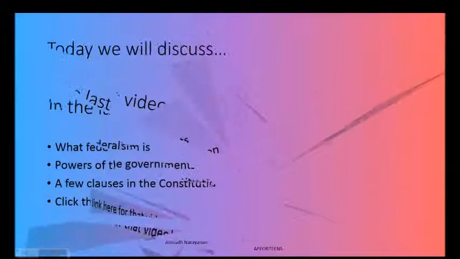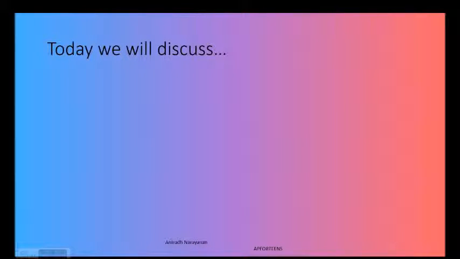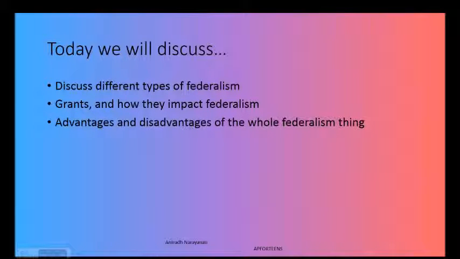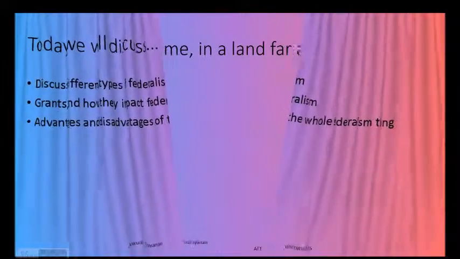Let's break the glass. Today, what are we going to be discussing? We're going to be discussing the different types of federalism. We're going to talk about grants and how they impact federalism. And we're going to talk about the advantages and disadvantages of federalism, the word that I keep using over and over again, but there's not really another word to use. So, let's get started. Let's open the curtain and begin.